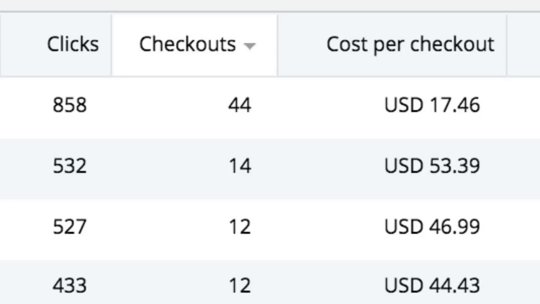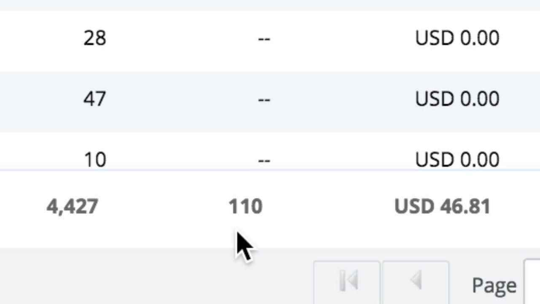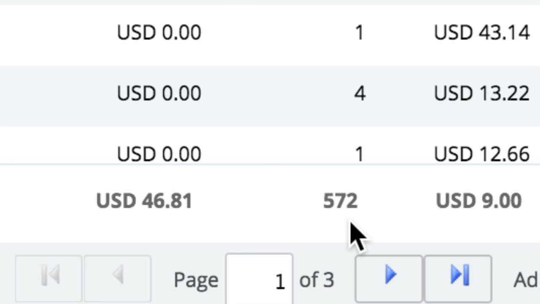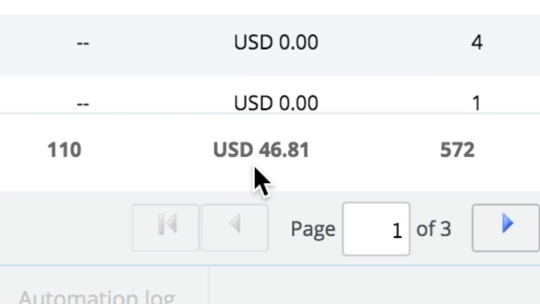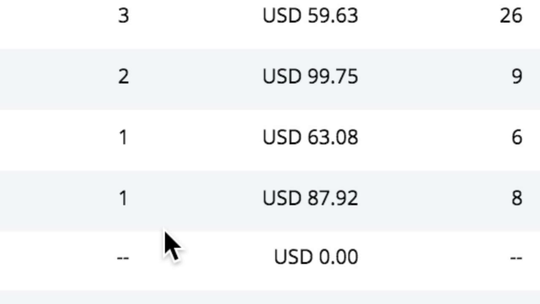So here we go. What you're looking at here is the checkouts, 110 checkouts total over the life of this campaign. This ran for quite a while. As you can see, 4,400 clicks, 110 checkouts, 572 leads. So the cost per checkout was, on average, $46.81. Now, if we scroll up here, you'll see $87 for this one checkout, $63 for this checkout.